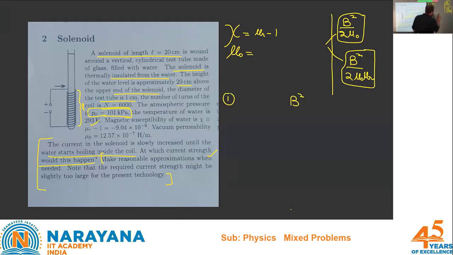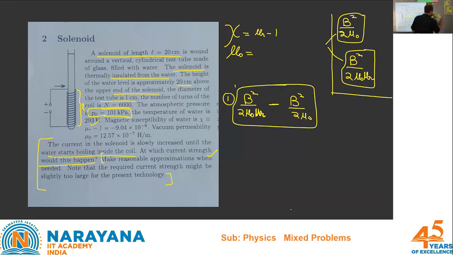I will say that my energy per unit volume, which should have been B square by 2 mu naught, will convert to B square by 2 mu naught into mu r. So the change in this term should be B square by 2 mu naught mu r minus B square by 2 mu naught. That should be the change in the magnetic energy per unit volume term. Yeah, Nashir. That is the first thing.